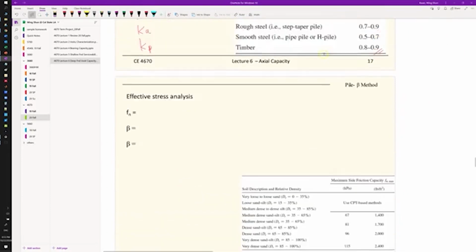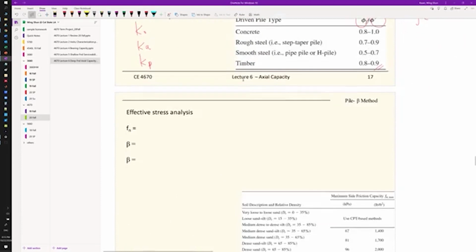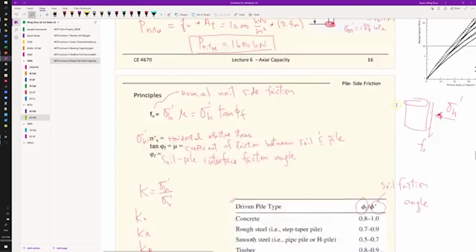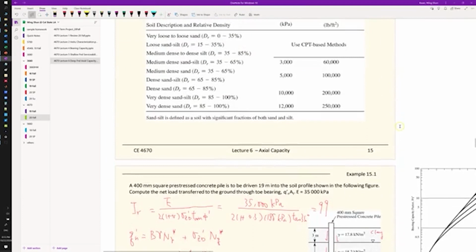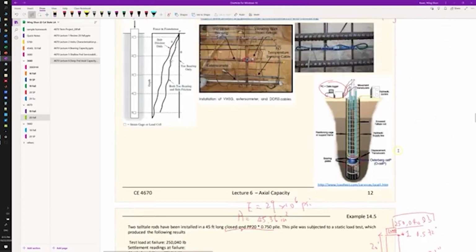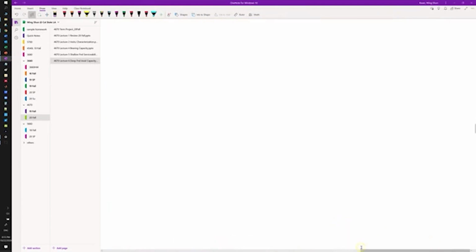So this phi sub f could be complicated enough to measure, so there's another method available, which is called the beta method. We touched base on this at the very beginning when we talked about the big picture.